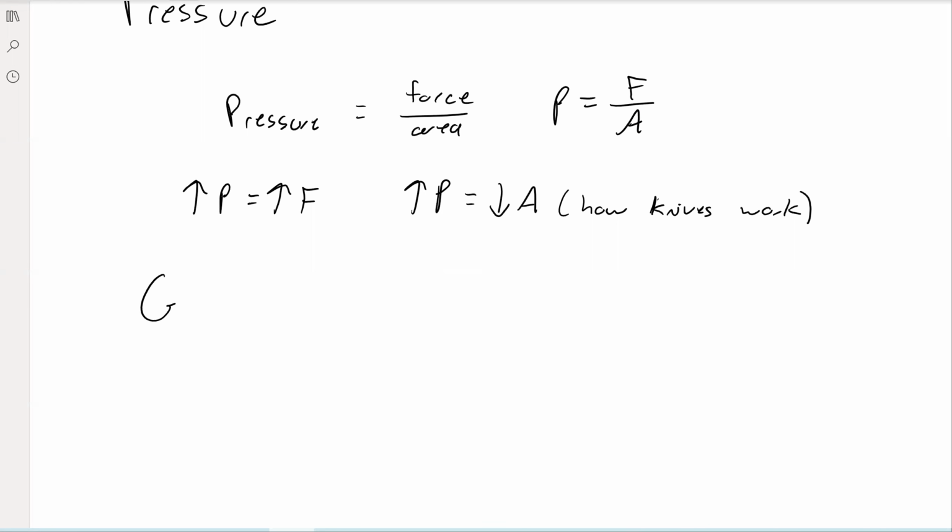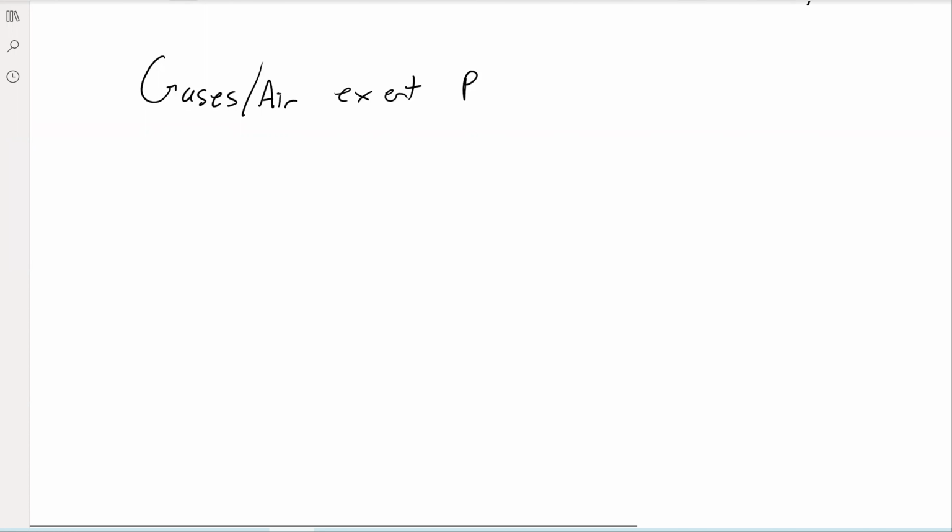So gases, air, exert pressure, right? They're little molecules and they're slamming against the walls of the container. When they're slamming against the walls of the container, they're exerting some kind of pressure. They're having a force and it's over an area.